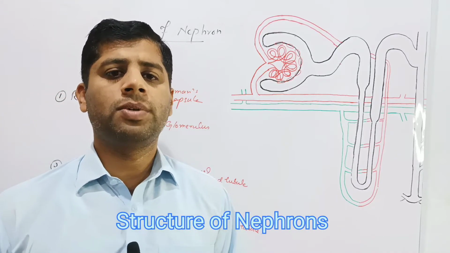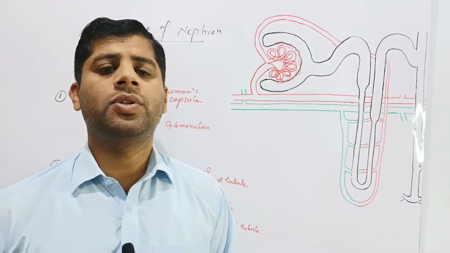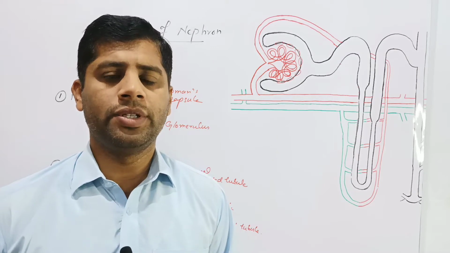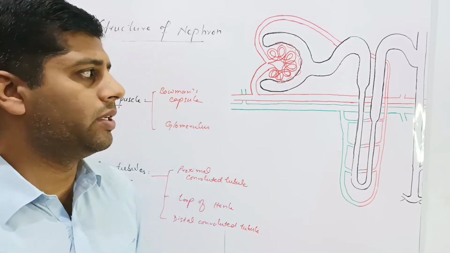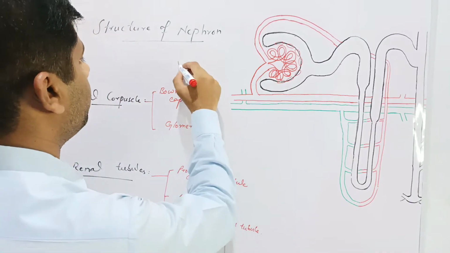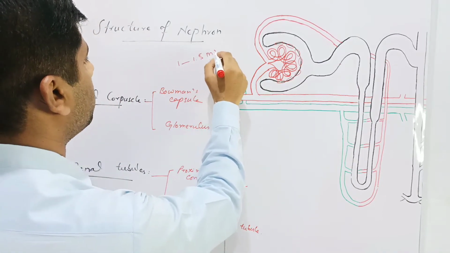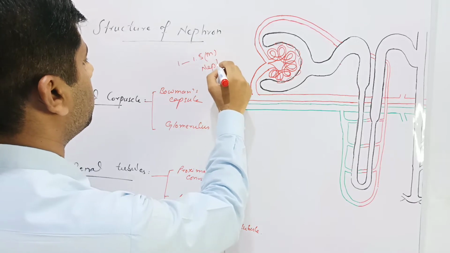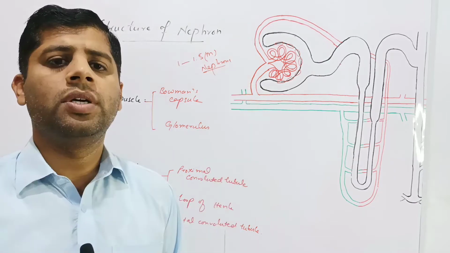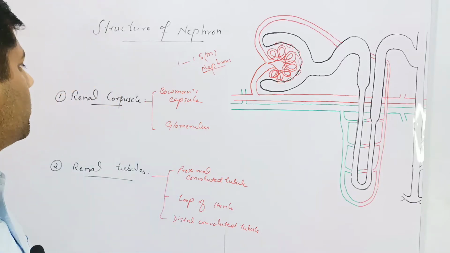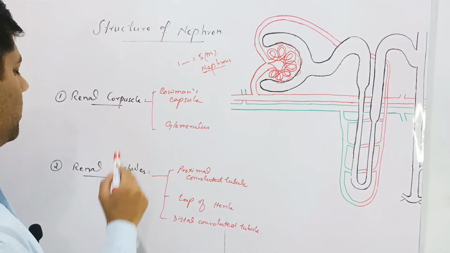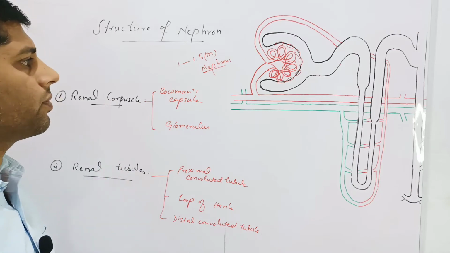Nephron is a microscopic structure. It is the basic unit of structure and function of kidneys. Each human kidney is made up of 1 to 1.5 million nephrons. If we elaborate the structure of nephron, it comprises two basic components, the renal corpuscle and renal tubules.